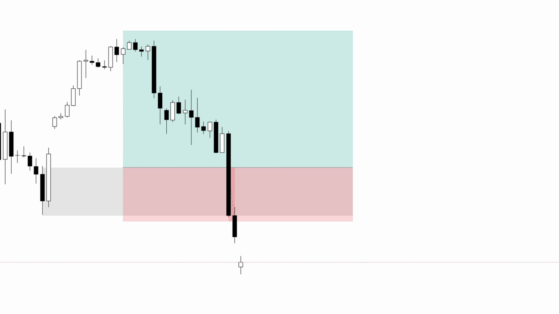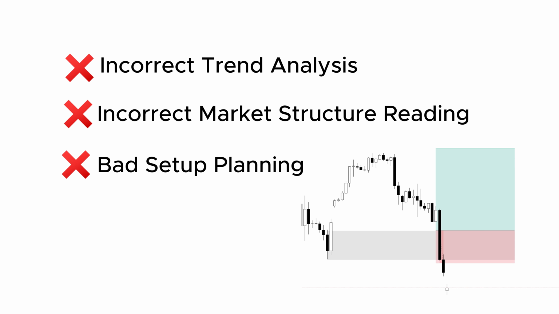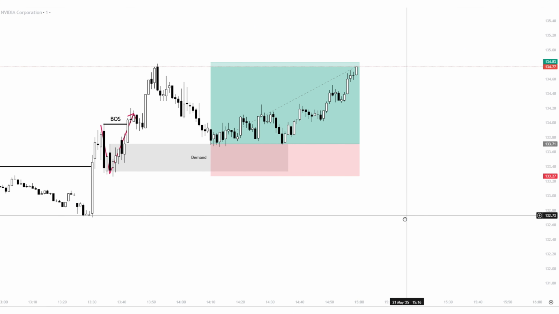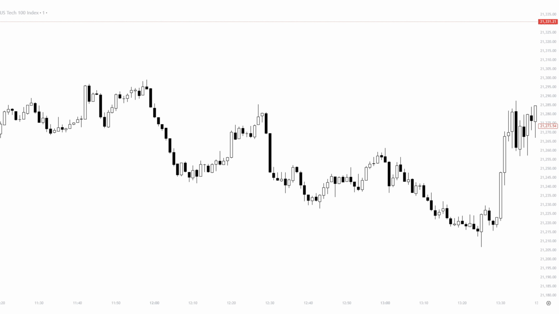If you're losing trades like this, it's because of one of these factors. The good news is that if you pay close attention until the end of the video and you follow along, you will be capable of getting these setups. So let's jump right into it. We're starting with the Nasdaq.